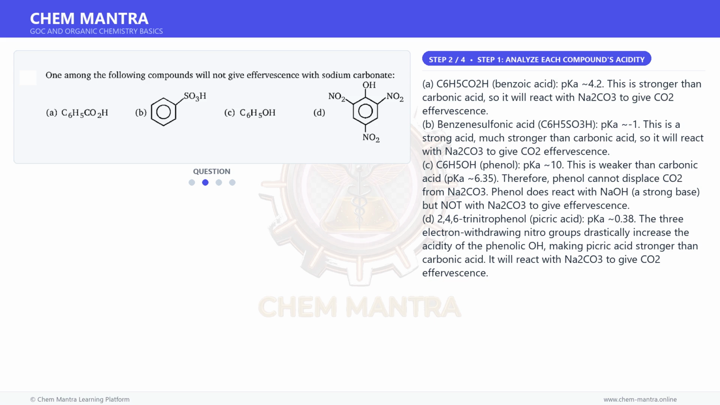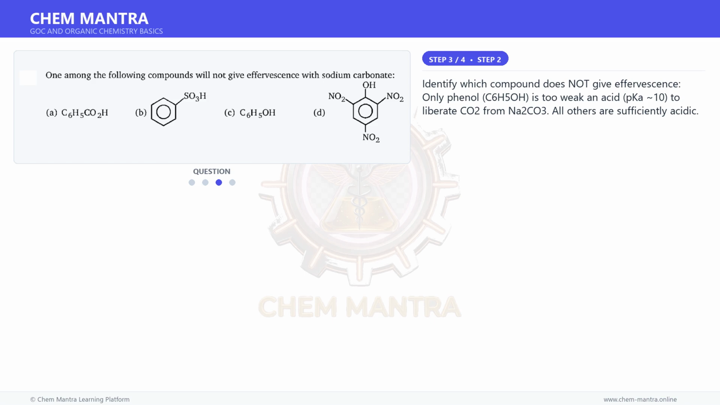D. 2,4,6-trinitrophenol, picric acid, pKa 0.38. The 3 electron withdrawing nitro groups drastically increase the acidity of the phenolic OH, making picric acid stronger than carbonic acid. It will react with Na2CO3 to give CO2 effervescence. Moving on to the next step.